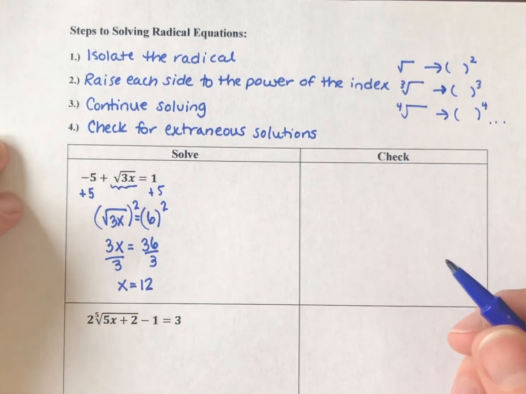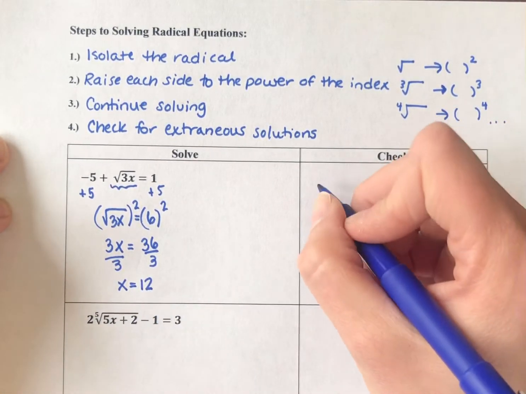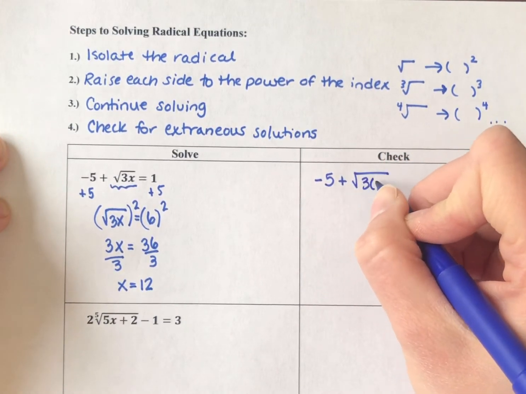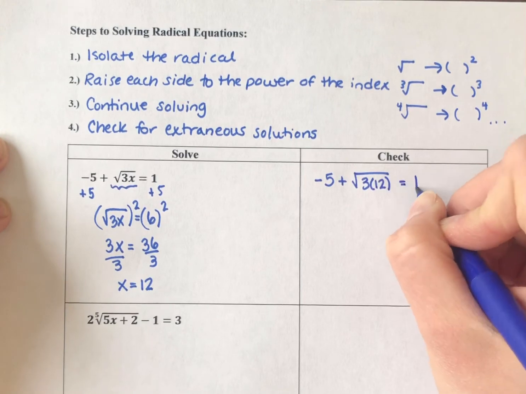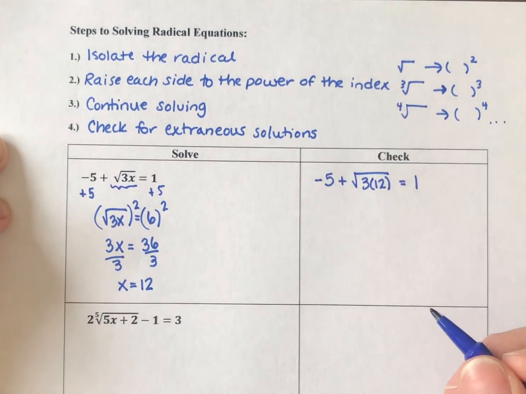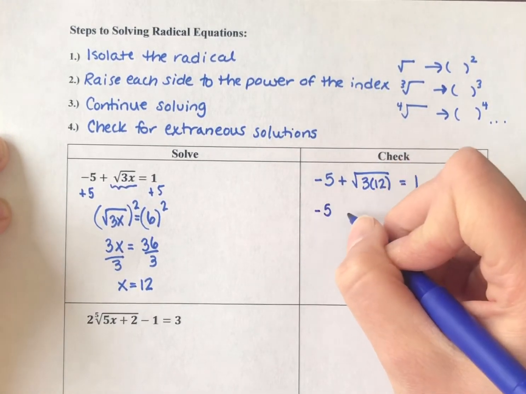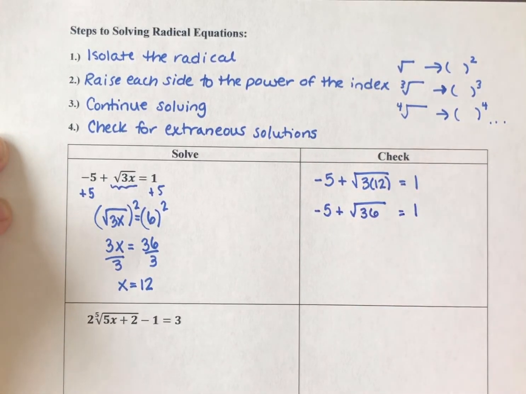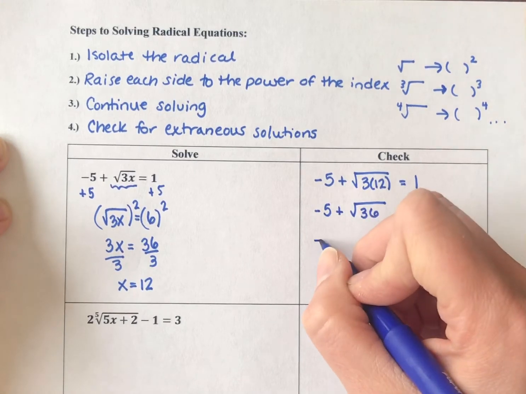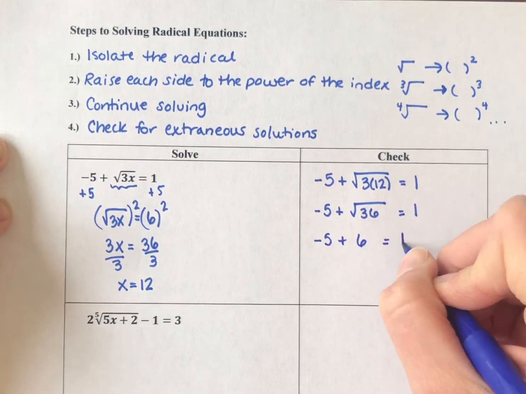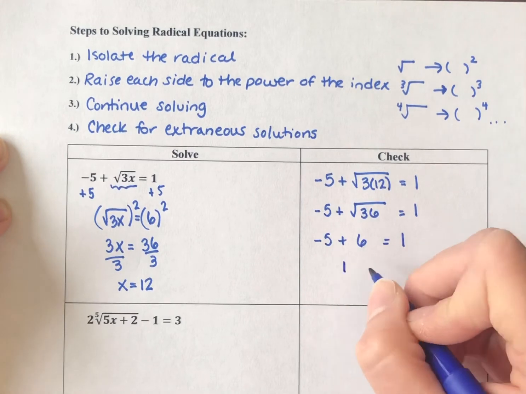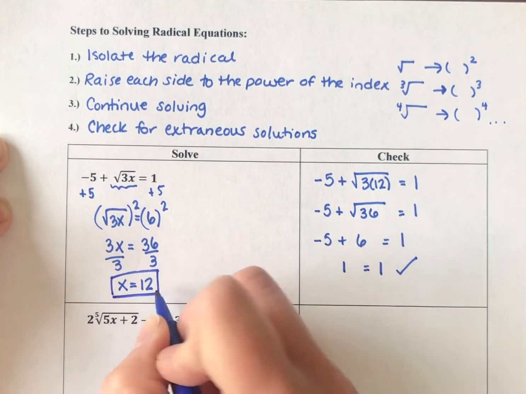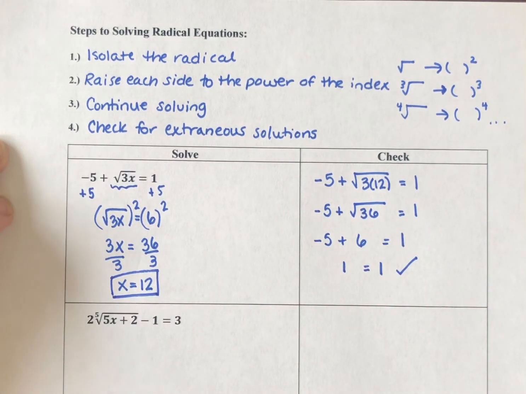But I have to be careful for extraneous solutions, so I always want to make sure I check. So I'm going to plug 12 in anywhere there's an x, and make sure that when I plug it into my original equation, it comes out to be a true statement. So I have -5 plus the square root of 3 times 12, which is 36. I want to make sure that equals 1. Well, the square root of 36 is 6. And -5 plus 6, that does equal 1. So in this case, my check is good. So my solution is x equals 12.